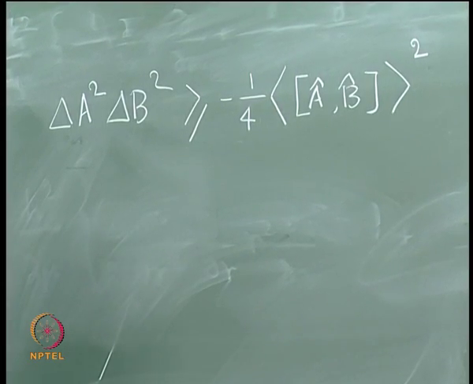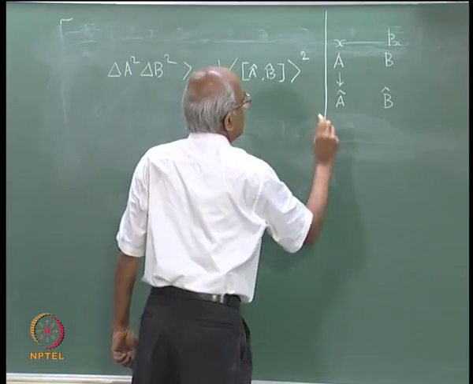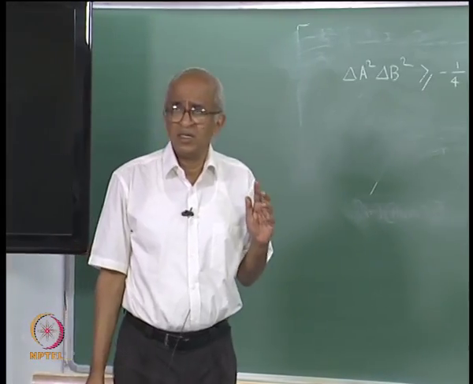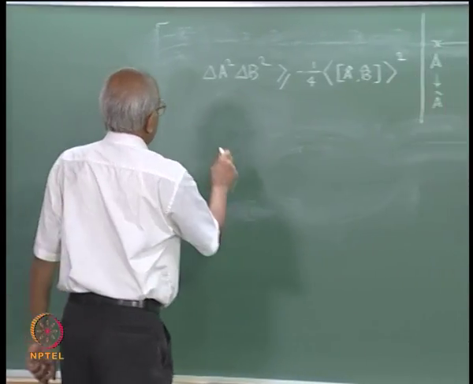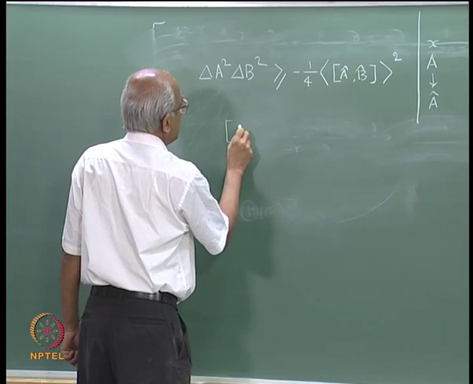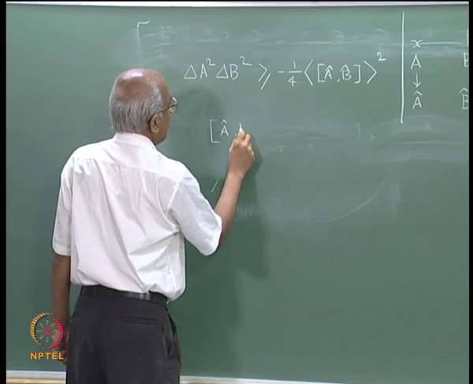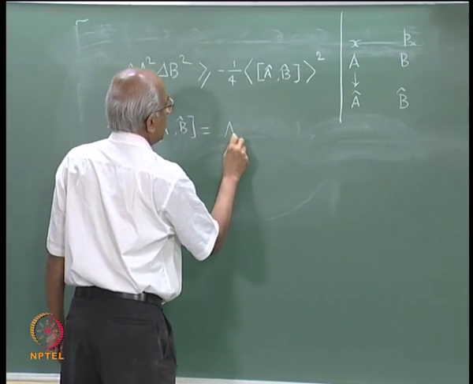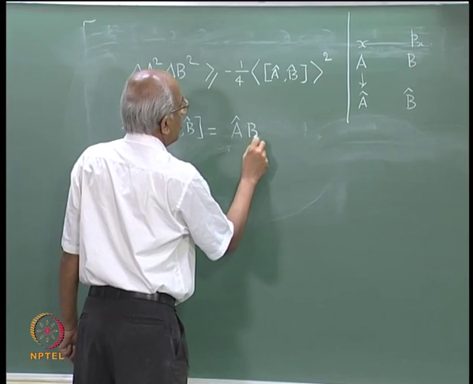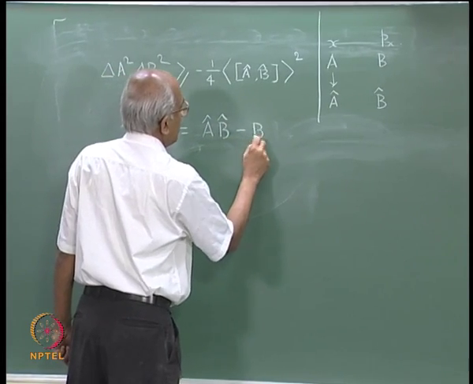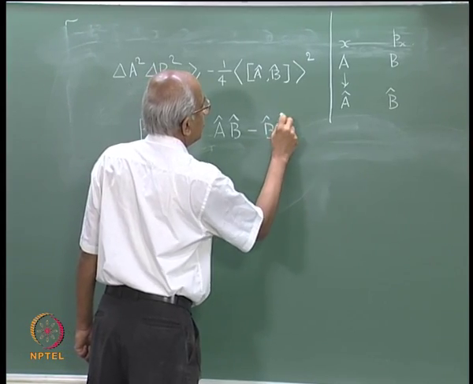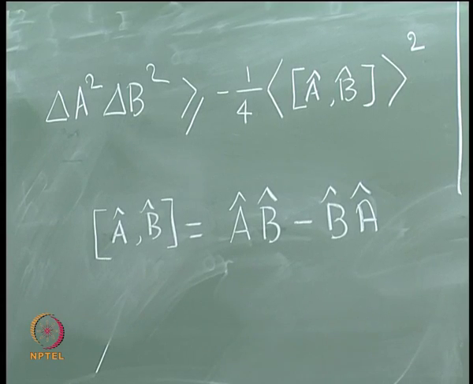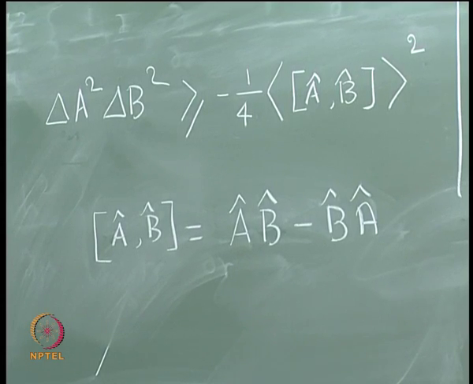Now, this of course requires explanation. What do I mean by the commutator of A and B? Let me first define the commutator. When I write two operators A and B within such a square bracket, this means that I am thinking of AB minus BA. Okay. So, this is the meaning of writing A comma B within this kind of square brackets.